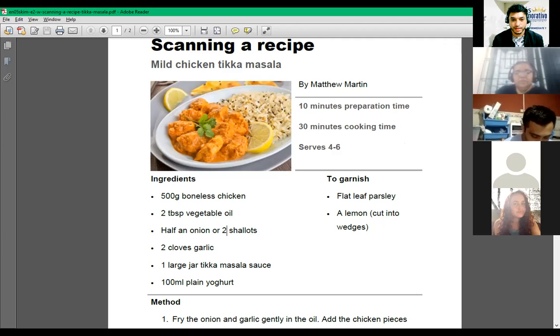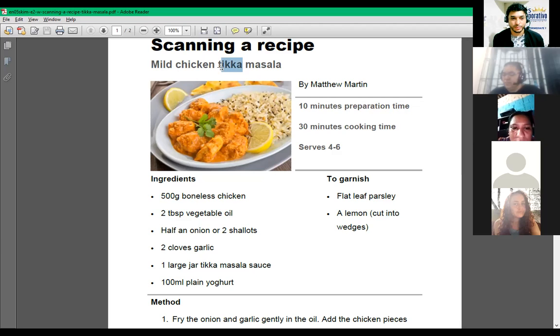Teacher, what is tikka? What's the meaning of tikka? Tikka? I don't know. That is the proper name of the sauce. Es el nombre propio de la salsa. Tikka masala. It doesn't have a translation. Both meanings can be used in English or in Spanish. We don't need a translation for that word because it's the proper name of the recipe.